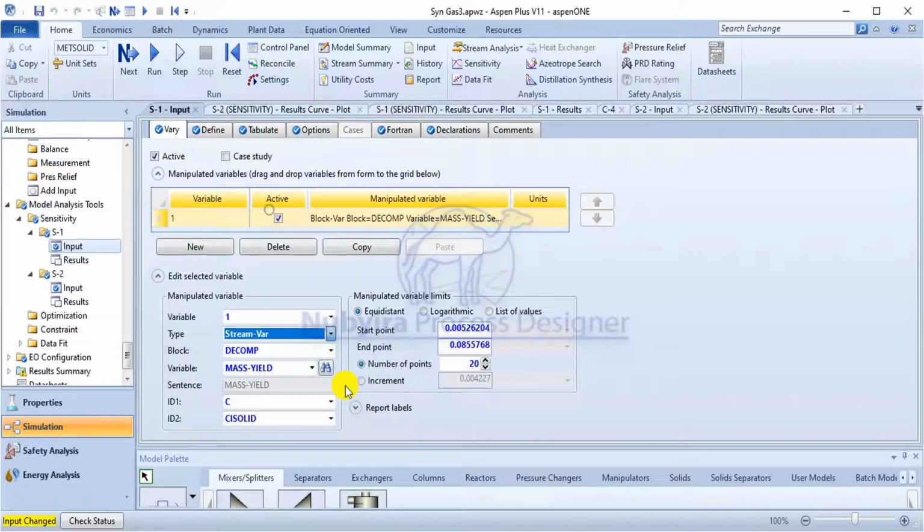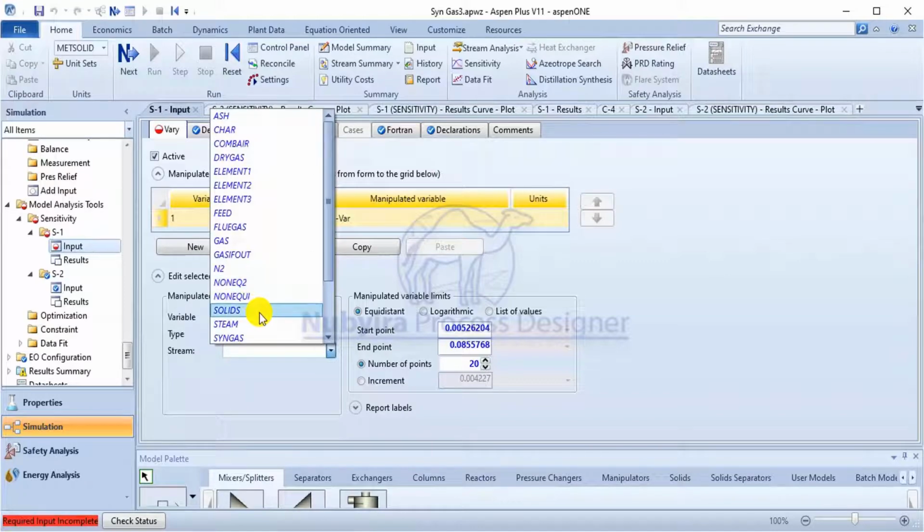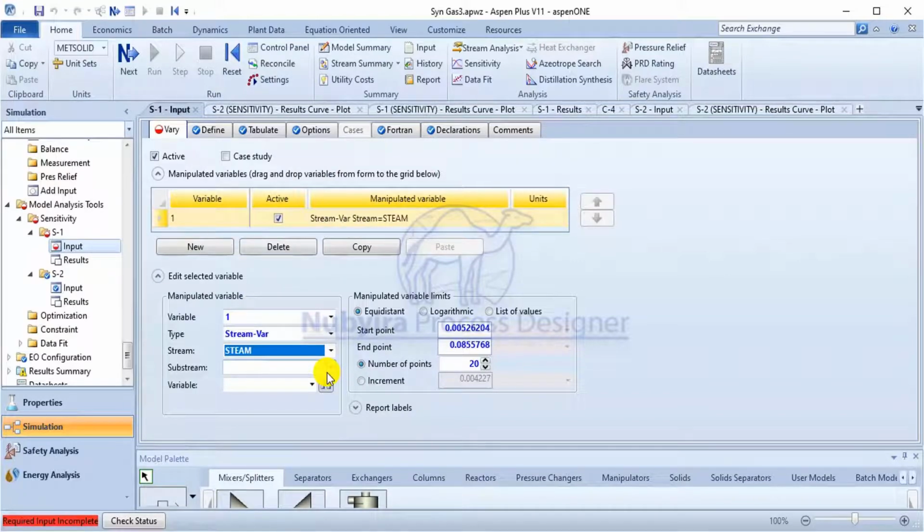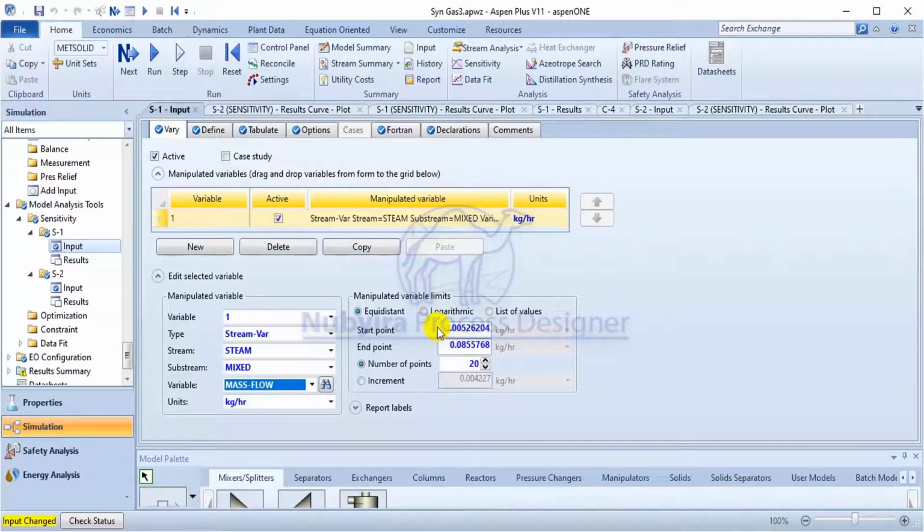which is where I'm going to see the steam, the mix, the mass flow. So I'm going to change it now to 75.432 to 5.55. So that's the range.